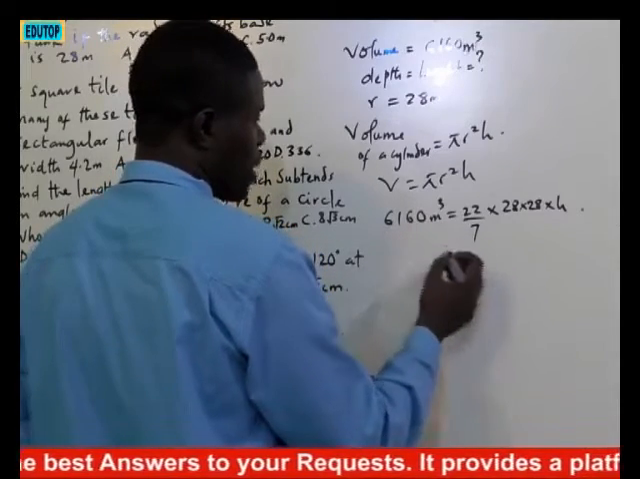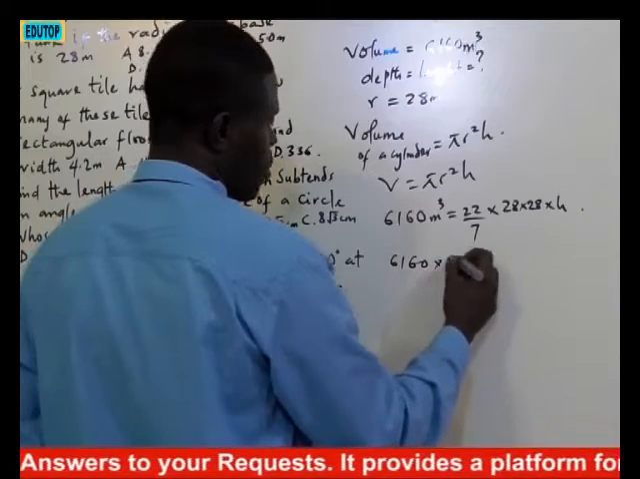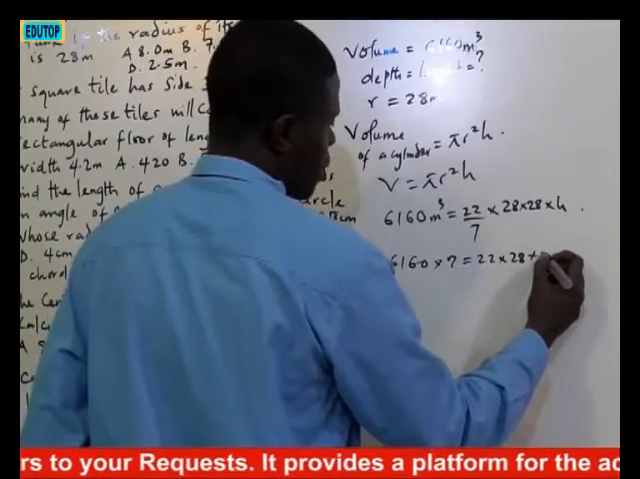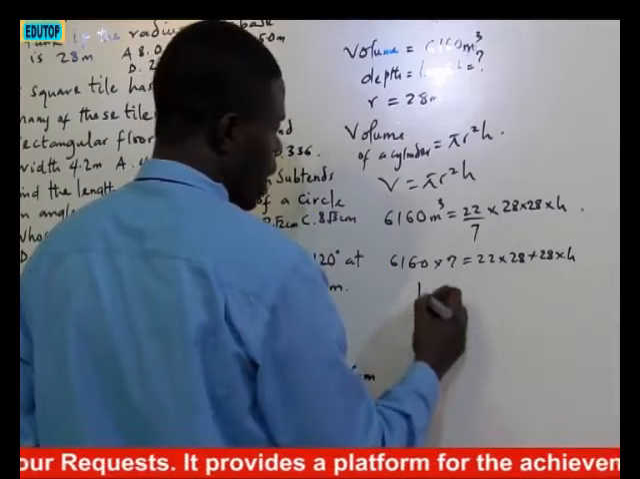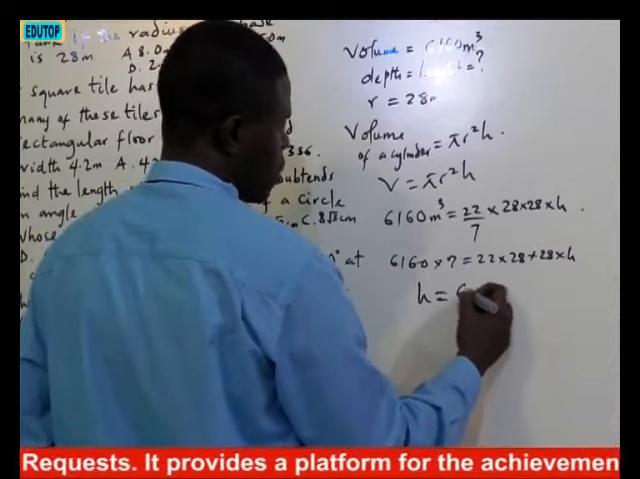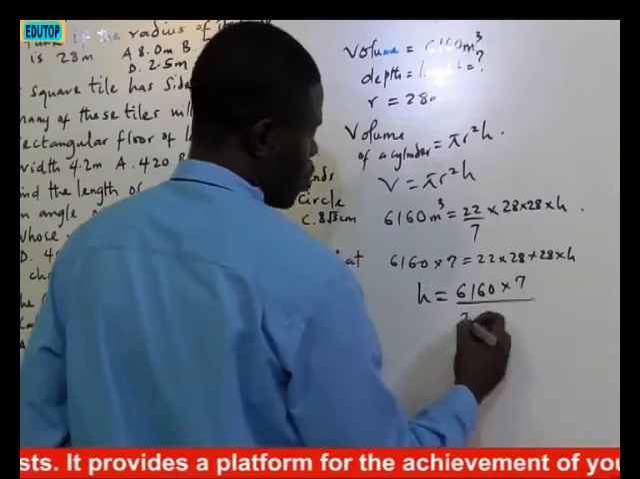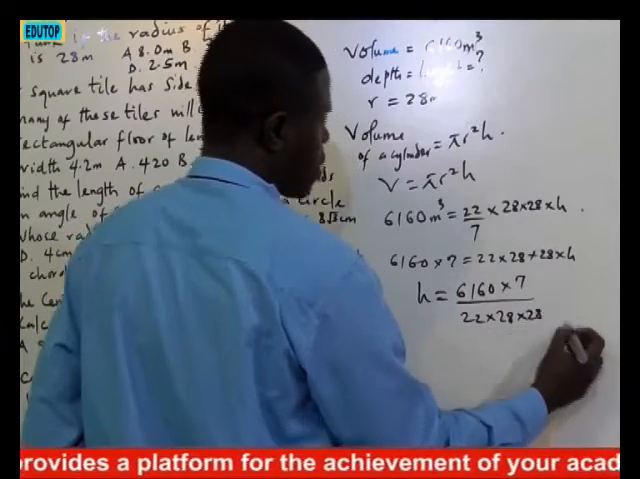So by the time we cross multiply this, we have 6,160 times 7 will definitely be 22 times 28 times 28 times h. Then we divide both sides by this. Then we have our h to be equals to 6,160 times 7 over 22 times 28 times 28.